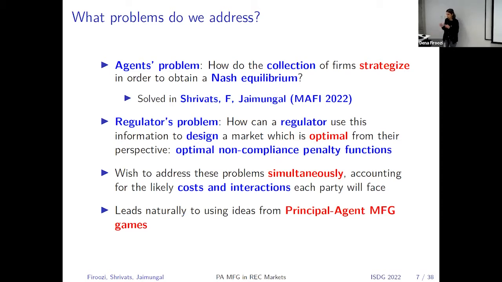Okay, so in this work, we consider an arbitrary choice of penalty function for the regulator and want to see what is the best penalty function from the perspective of the regulator to implement to achieve its own goals. So for this, we should consider the problem of the regulator and the agents at the same time, because these two interact with each other. And it is very natural to use ideas from principal-agent problems.